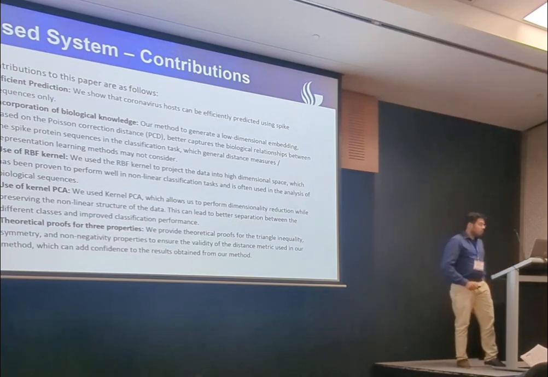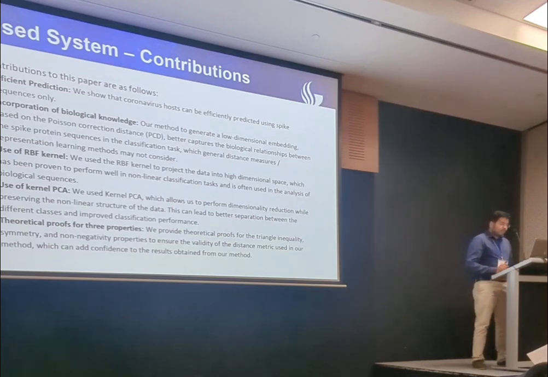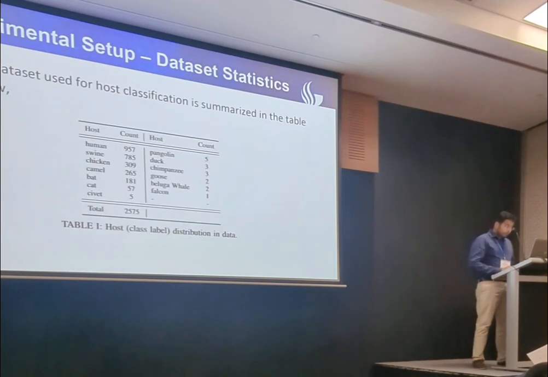Okay, so I was here. Our contribution in this paper is efficient prediction. By using PCD2Vec, we are getting efficient prediction. We are incorporating biological knowledge. We are getting more frequency, the k-mer counts, in our vector. We are using the RBF kernel, as I mentioned, so that in the higher dimensional space, when you visualize, we can cluster and find the close points more segregated in a better way. We are using kernel PCA to reduce the dimensionality. And then we have a theoretical proof for these three properties, which backs our theory mathematically.